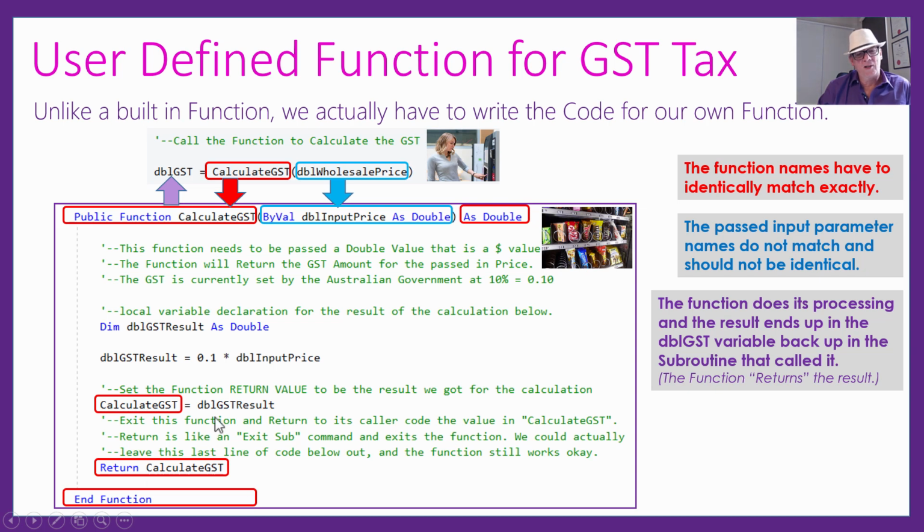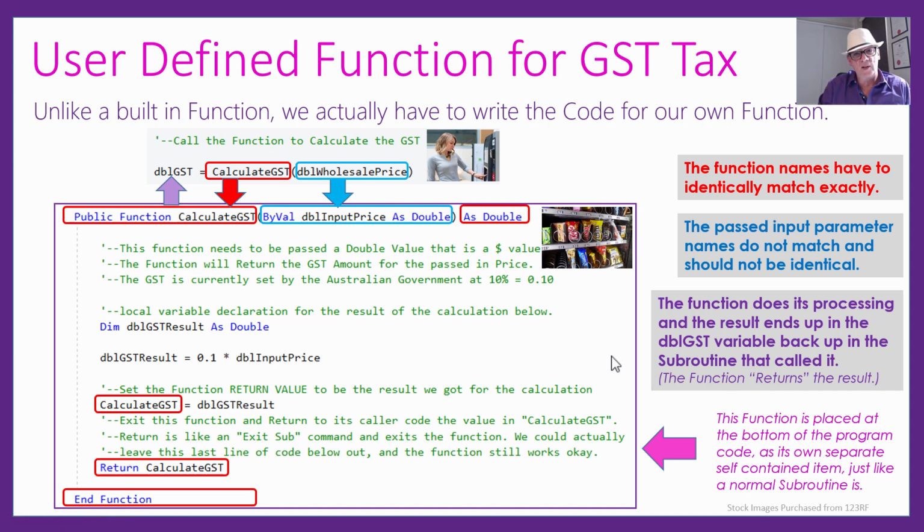Now, you don't actually need this return. We found you could code this up without this in here and it still worked okay, but it's proper programming practice to have the return down the bottom of the function there. So this, as we said, goes right down the very bottom of the program code. It's not there next to your subroutine. It's not inside your subroutine. It's a whole separate thing which you can just put right down the bottom of the code.